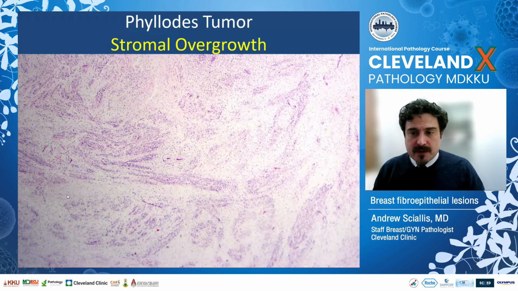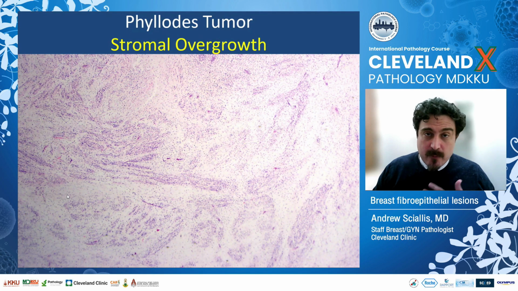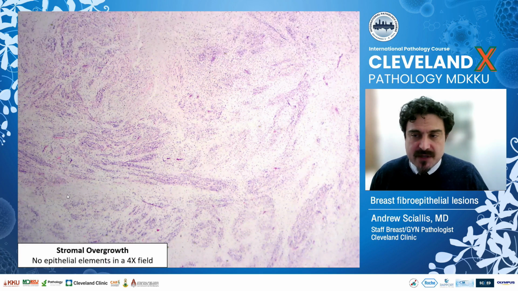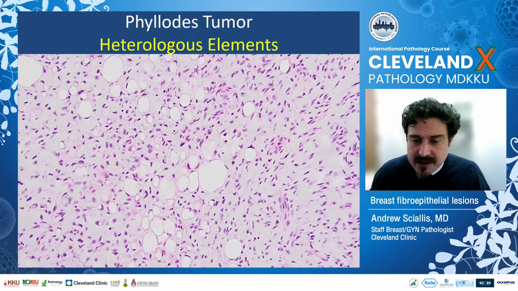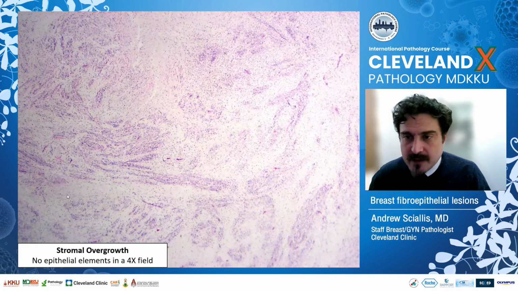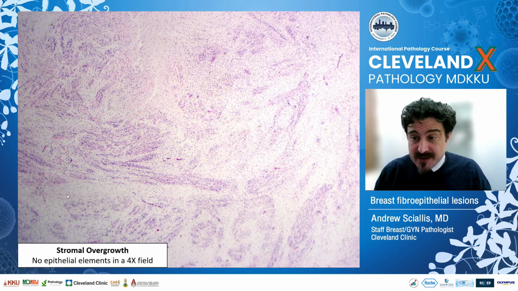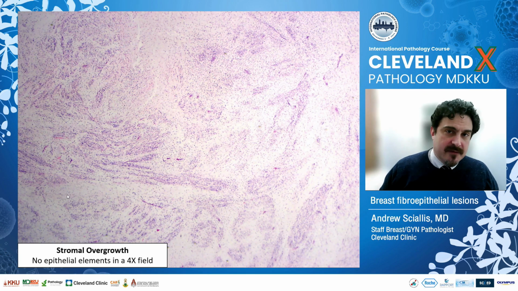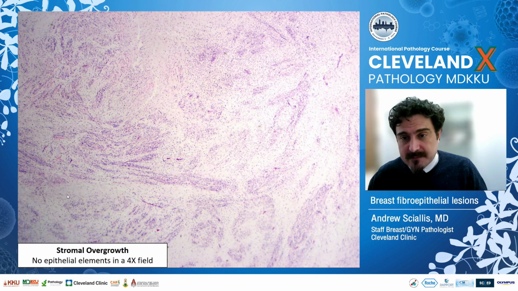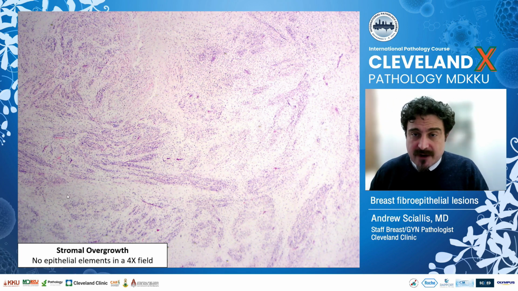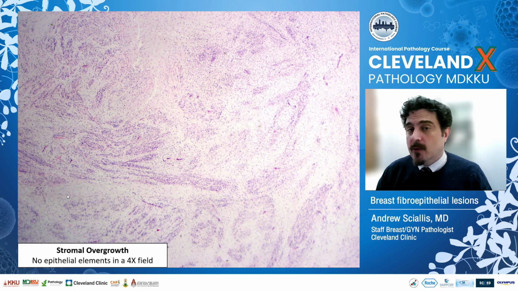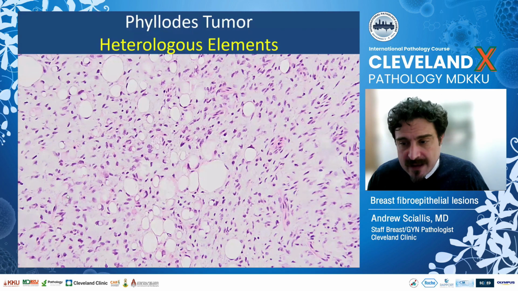Then let's get to stromal overgrowth, and this is one of the important ones that we have to pay attention to, and that's no epithelial elements in a 4X field. It makes the diagnosis of a phylloides tumor a lot easier, but we have to remember that if we just see something that looks like stromal overgrowth but does not have any kind of epithelial element in it, meaning it just looks like a bunch of spindle cells, we have to make sure that we're not dealing with a different kind of tumor. And sometimes spindle cell lesions of the breast that are not phylloides tumors, such as metastatic melanoma, can exist.